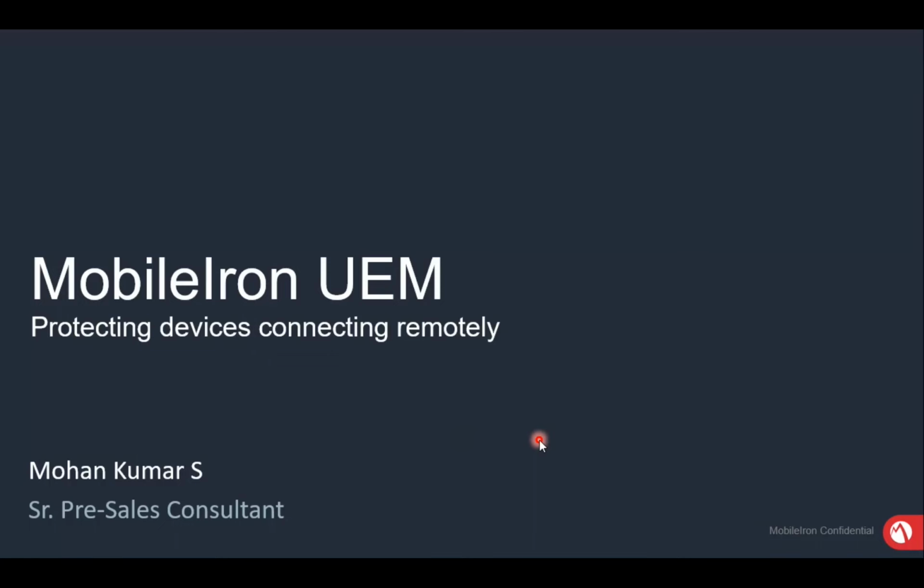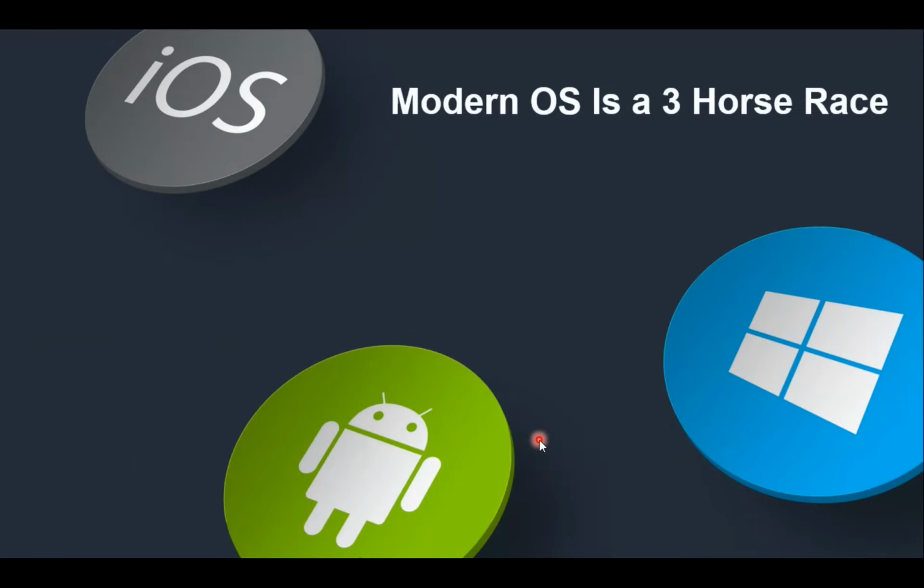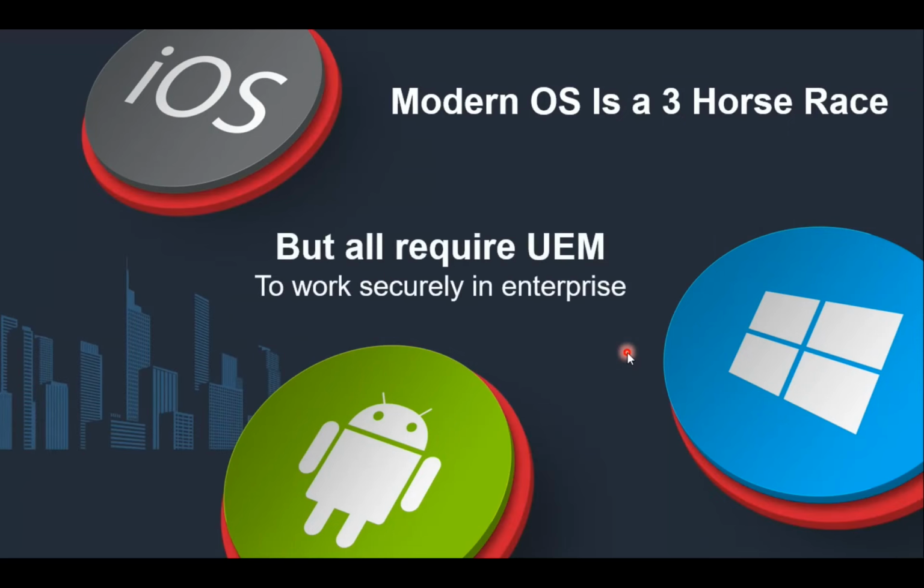As we mentioned, today we're going to see how we make sure the end devices used to connect to our corporate resources are secure enough, using MobileIron. MobileIron is a UEM vendor, unified endpoint management, and currently we are talking about three operating systems: iOS, Android, and Windows. They all require UEM to work securely in the enterprise.